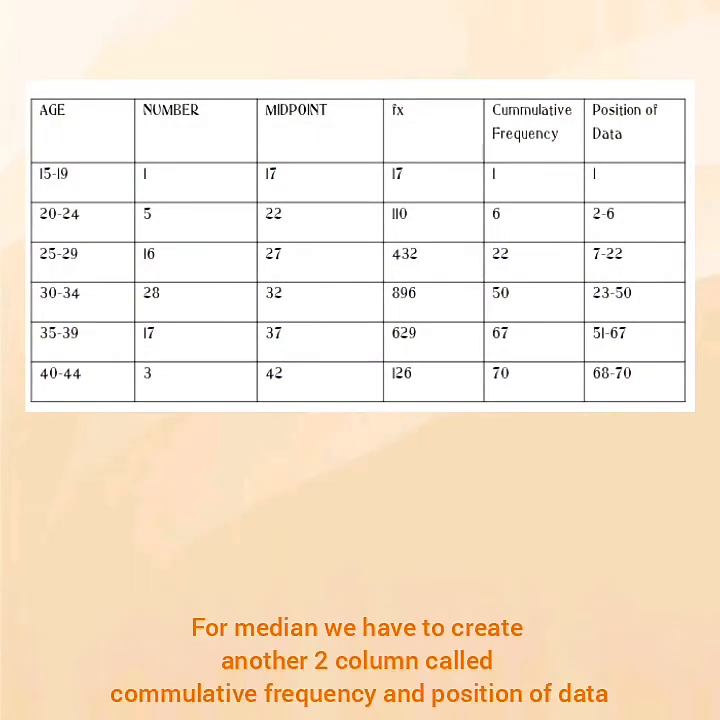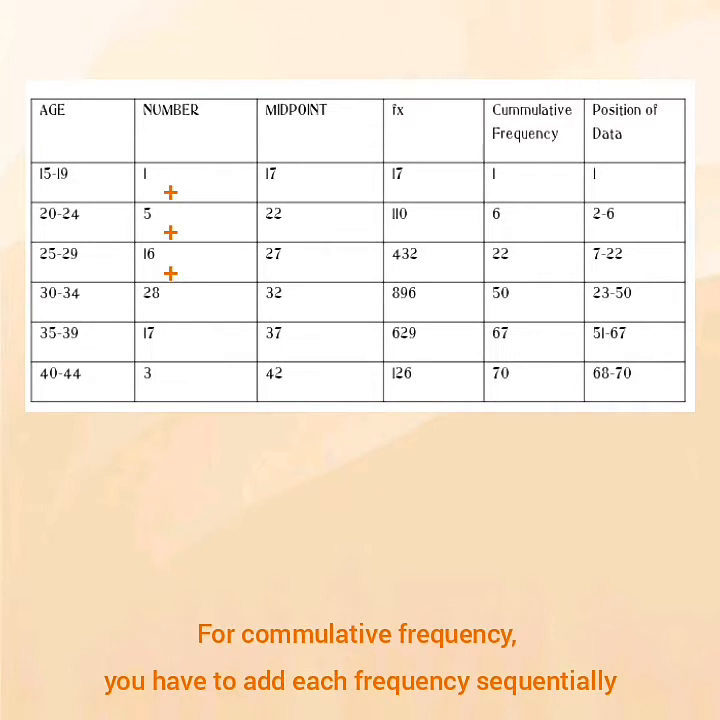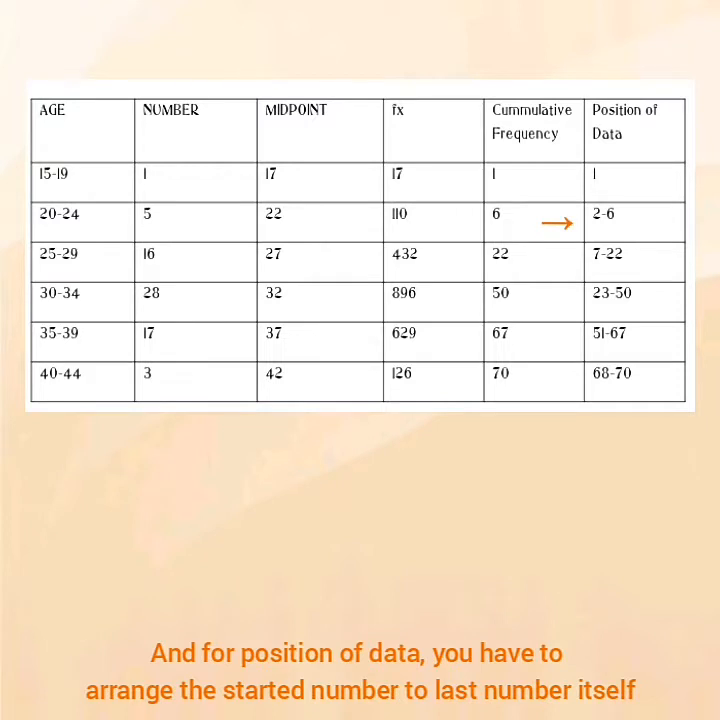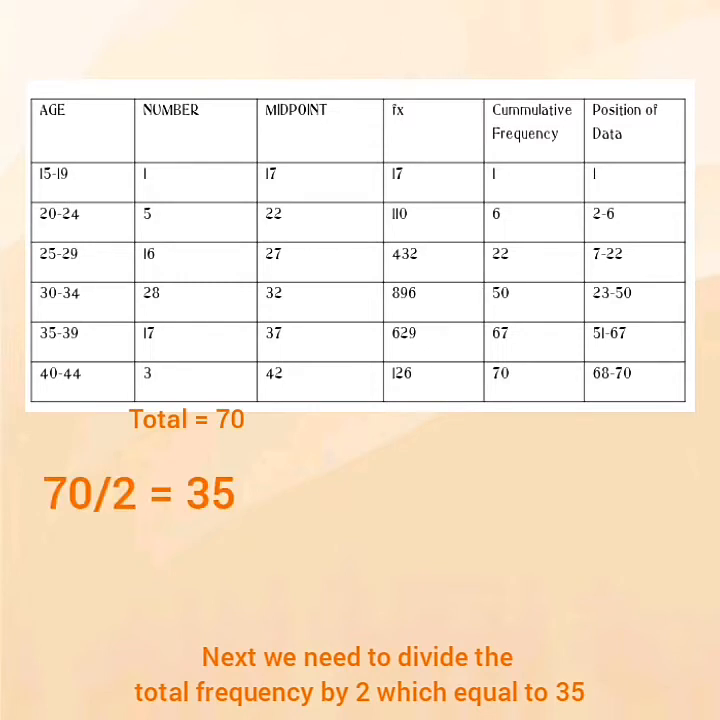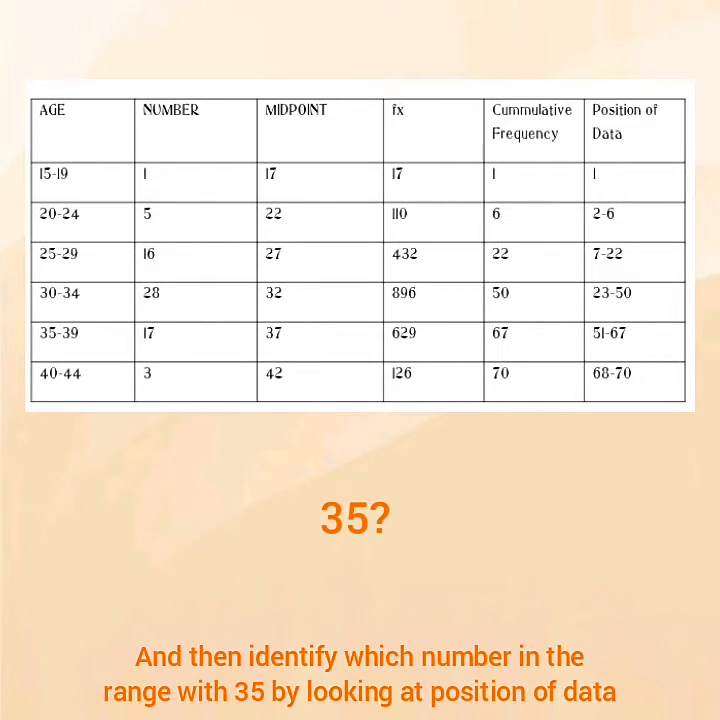For the median, we have to create another 2 columns called cumulative frequency and position of data. For cumulative frequency, you have to add each frequency sequentially. And for position of data, you arrange from the starting number to the last number. Next, we divide the total frequency by 2, which equals 35. And then identify which class contains 35 by looking at the position of data.